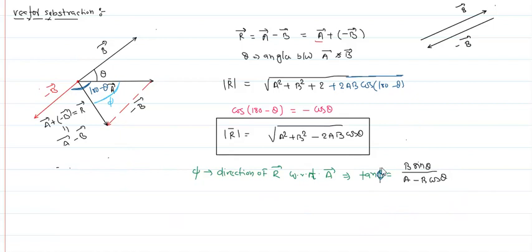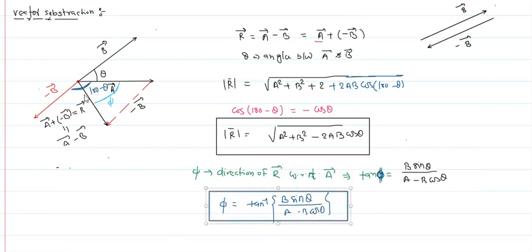So tan phi is equal to B sine theta upon A minus B cos theta. So phi is equal to tan inverse of B sine theta upon A minus B cos theta. This phi represents the direction of R vector with respect to A vector, and the other expression represents the length of this vector, which is called the magnitude of this vector.